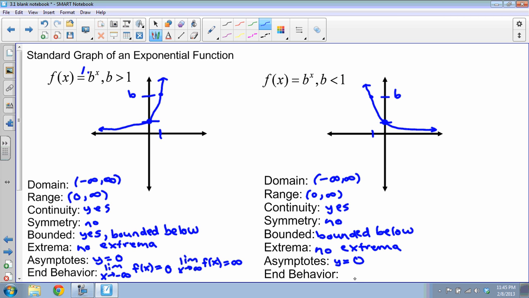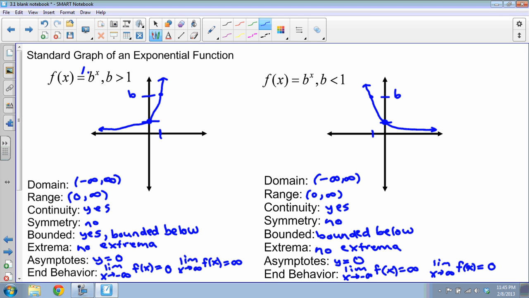And then our end behavior will be flipped. As we approach negative infinity, we're going to be rising, and so we're going to get closer and closer to positive infinity. As we head toward positive infinity for our x, we're going to get closer and closer to 0.